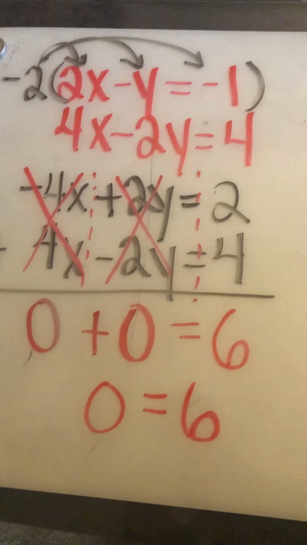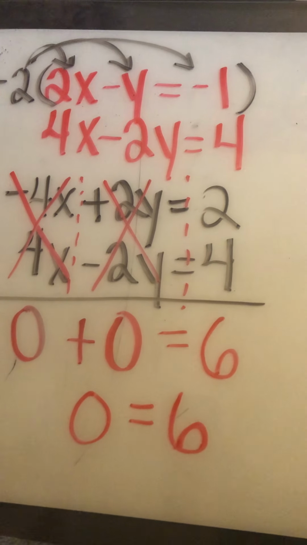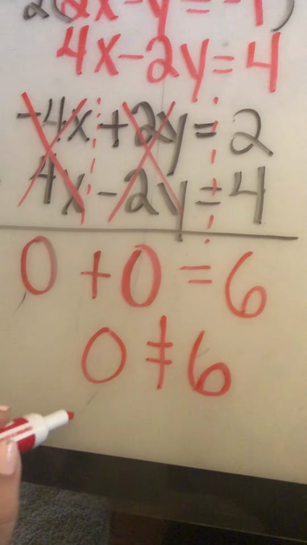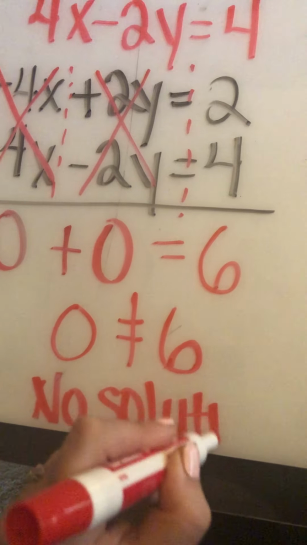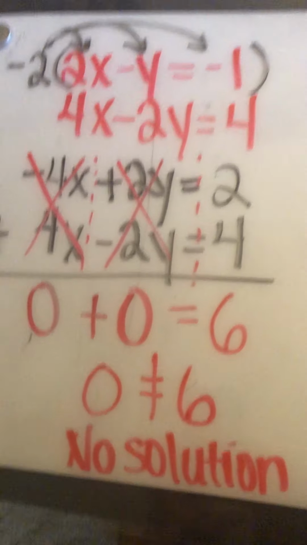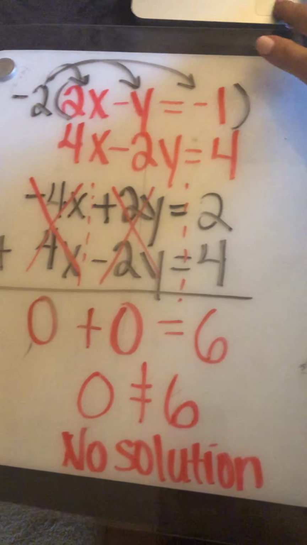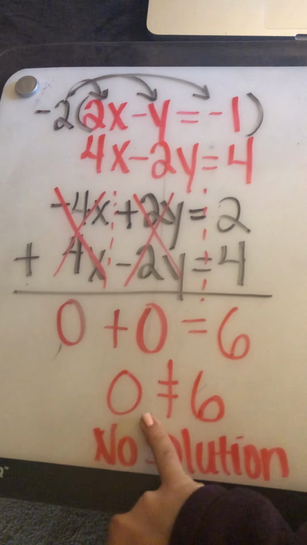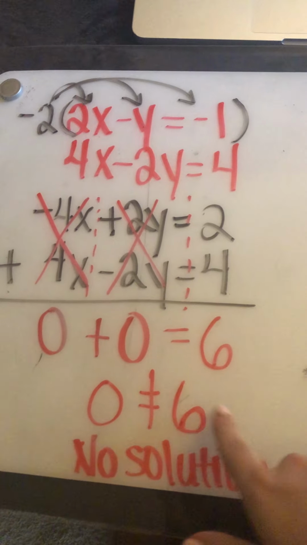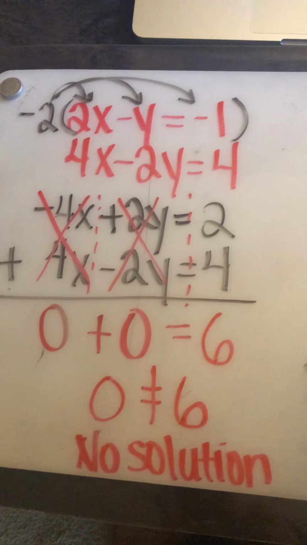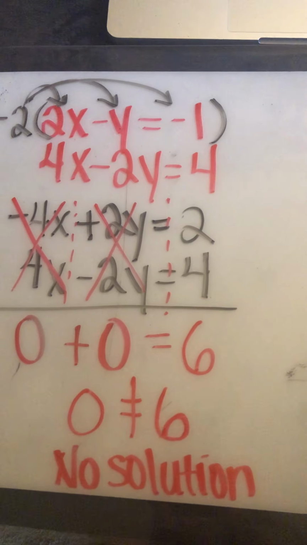And what do we know is true when we get a false statement? When we get a false statement, this means there are no solutions. If you were to graph this system, if it was in slope-intercept form, these would be parallel lines. So if you're solving and you wind up getting a false statement where your variables cancel out and it equals a number that's not 0, that means there's no solution. These lines are parallel. They will never intersect. There would be no solution.